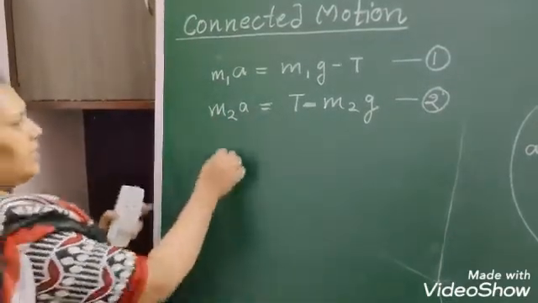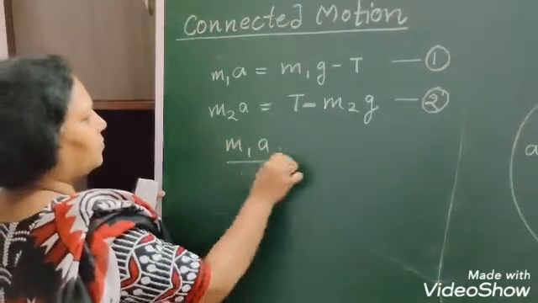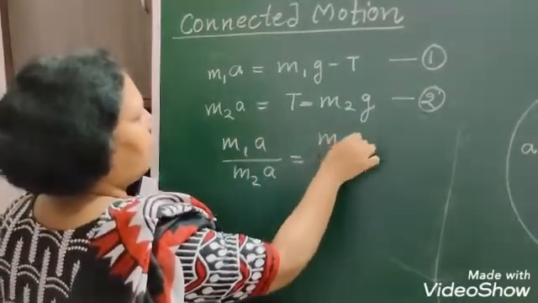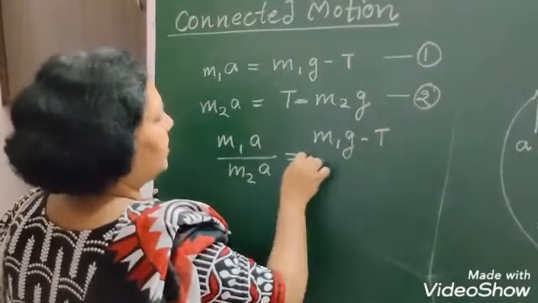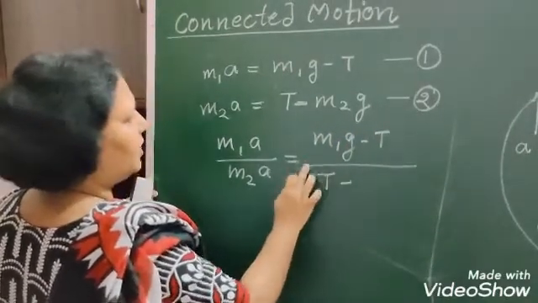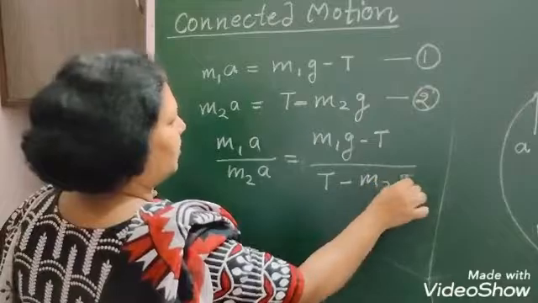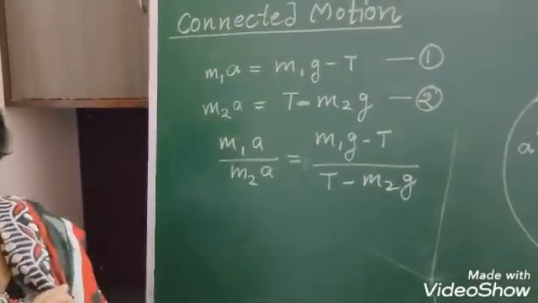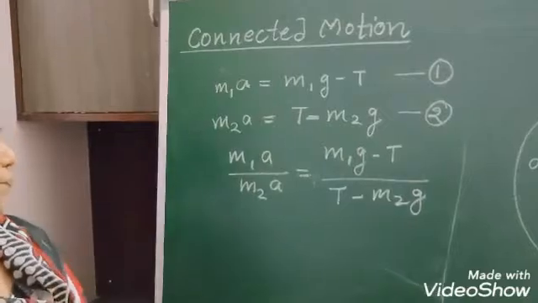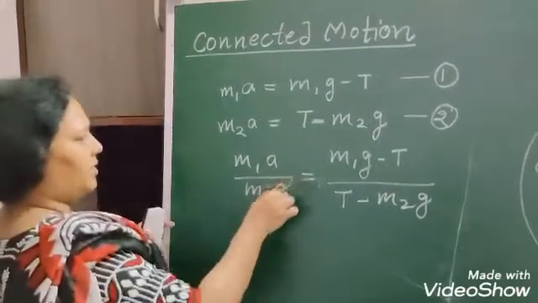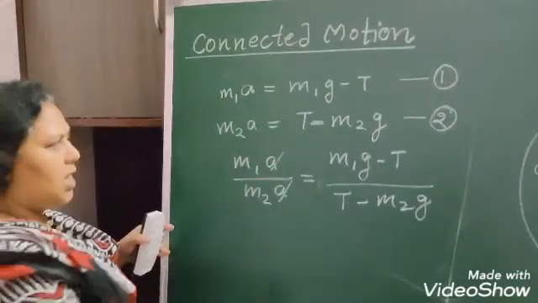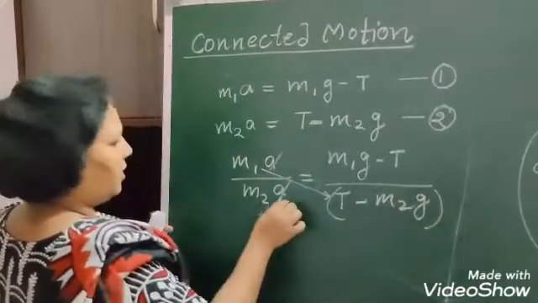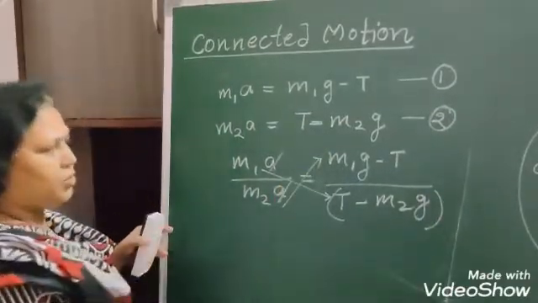So you will see that m1a upon m2a is equal to (m1g minus T) upon (T minus m2g). Okay, what we have done here, we have just divided equation 1 by equation 2. So the acceleration will be cancelled out. This m1 will be multiplied with this term, and the m2 will be multiplied with this term.